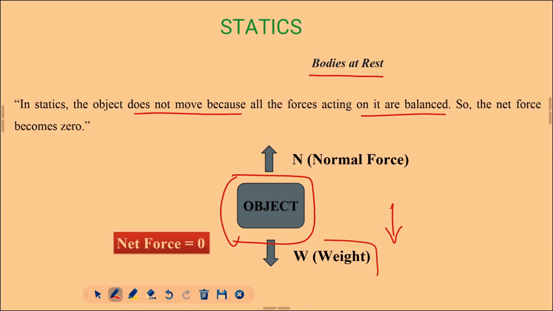We mention it as weight. So this force is acting downwards. In order to overcome this, we can call it action also, and opposite to this action, a reaction normally takes place. If these two forces balance, then the net force will become zero. That is a simple definition for statics.